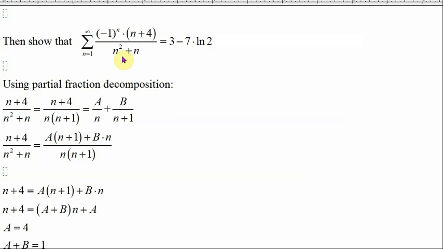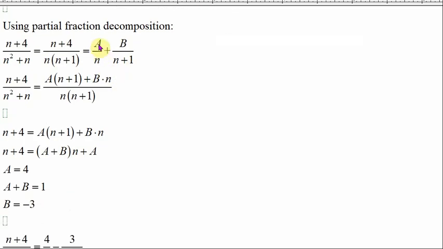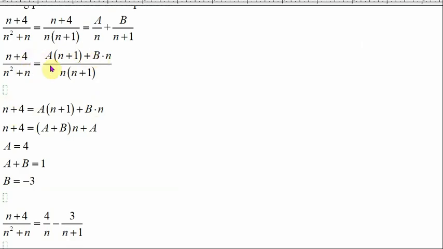The first thing I'm going to do is use partial fraction decomposition to decompose the expression (n plus 4) over (n squared plus n). We can rewrite n squared plus n as n times n plus 1. Then we can rewrite this as some constant a over n plus some constant b over n plus 1. Cross multiplying, we get a times n plus 1 and b times n, over the product of n and n plus 1. From here we can see that n plus 4 is equal to a times n plus 1 plus b times n.